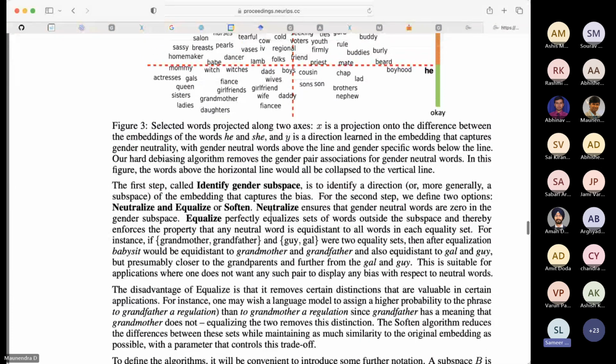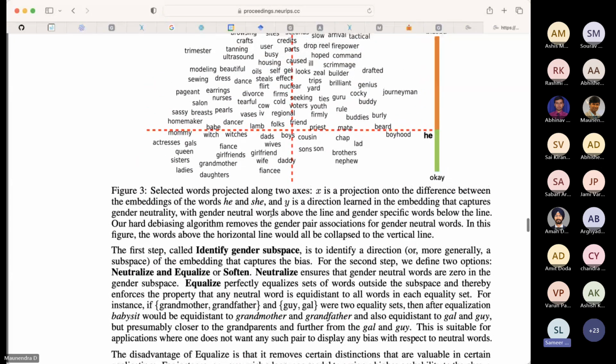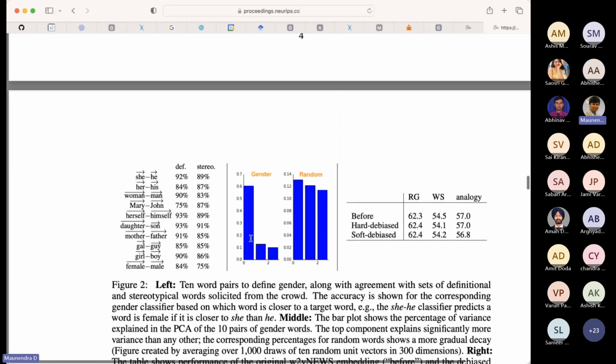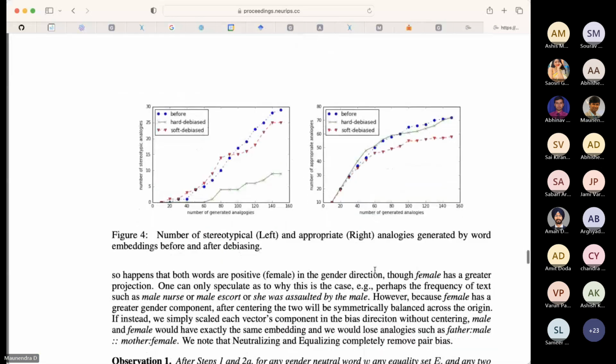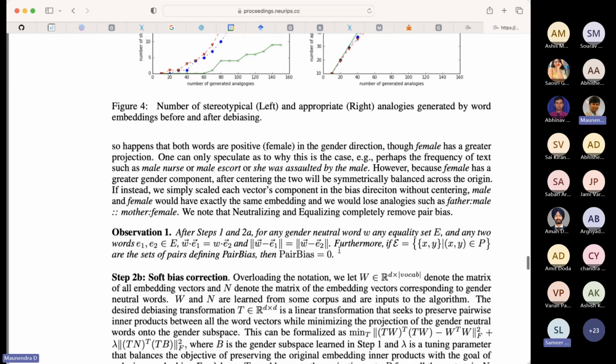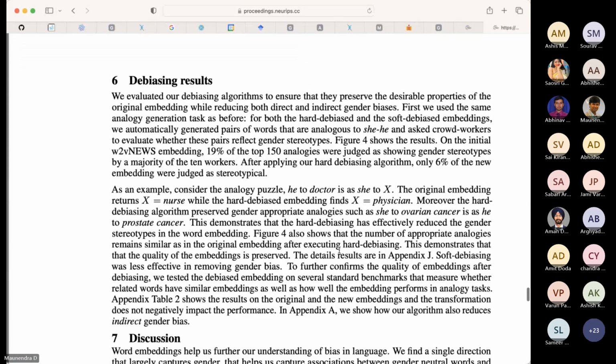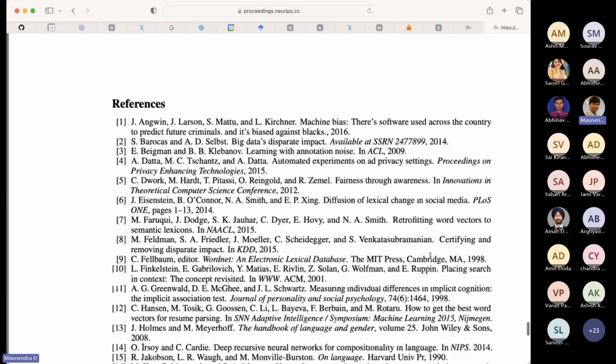Sir, is there no mention of any result in this paper for showing effectiveness? They have some graphs, before and after debiasing, showing the number of stereotypical and appropriate analogies before and after. And there is an appendix where they have the details.